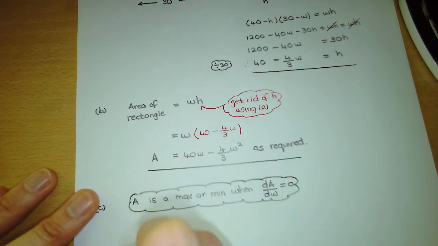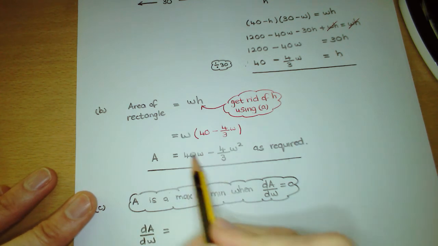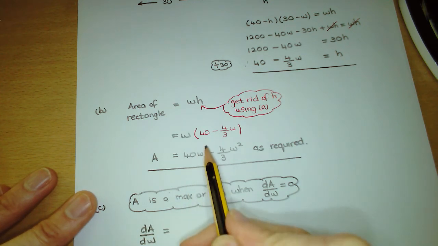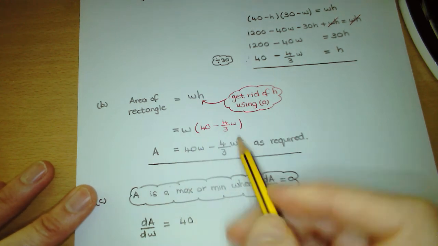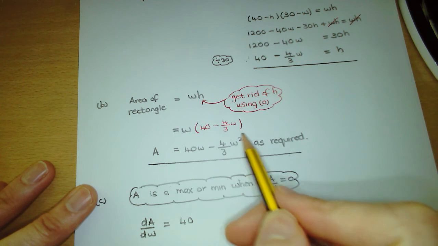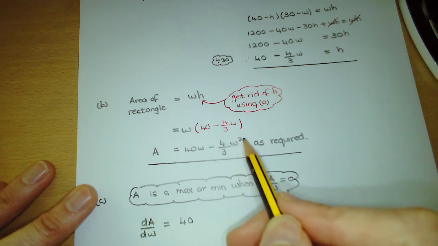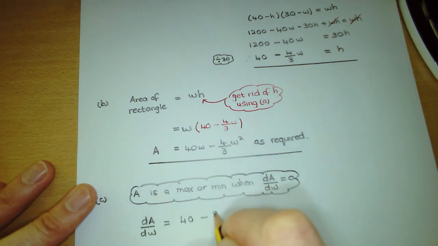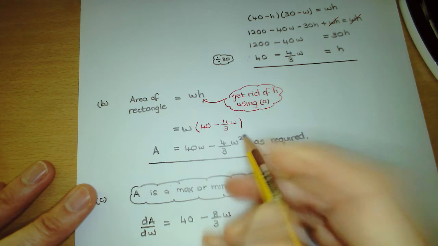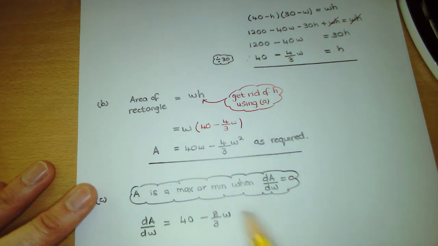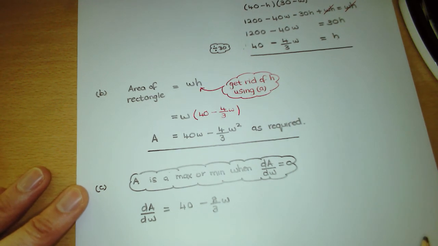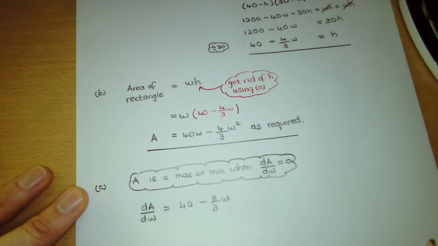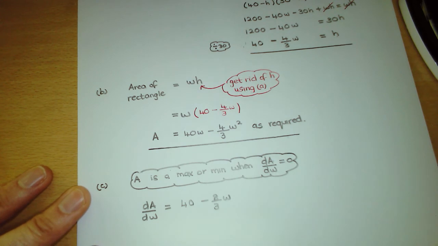So differentiate dA by dW. So differentiate the first term with respect to W. See the way W only has a power of 1, so it disappears and you're left with its coefficient. Differentiate the second term with respect to W, so we multiply the term by the power of W, so that's going to be minus 8/3 W, and then subtract 1 from the power, so it's just W to the power of 1. Okay, so we're now going to set this equal to 0.